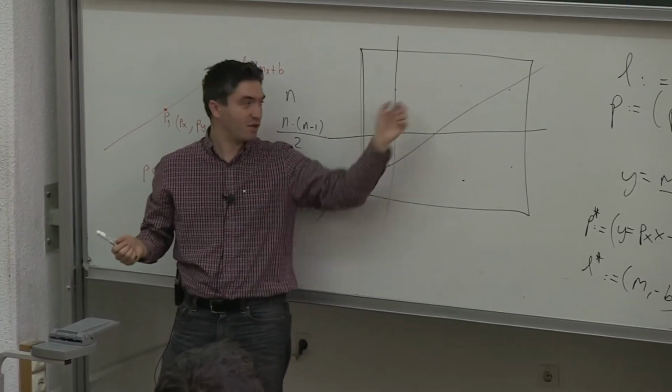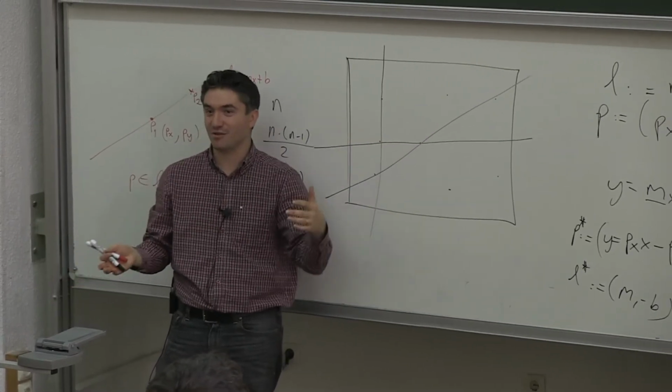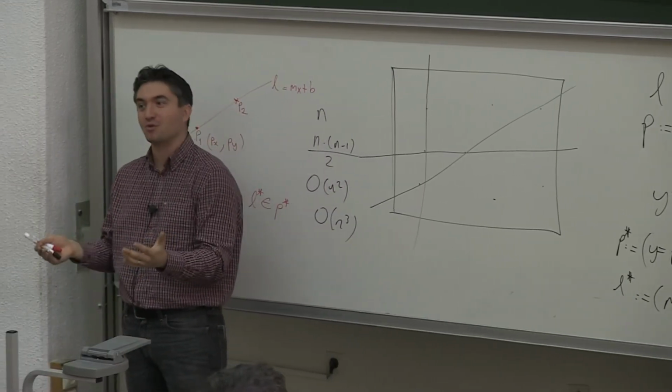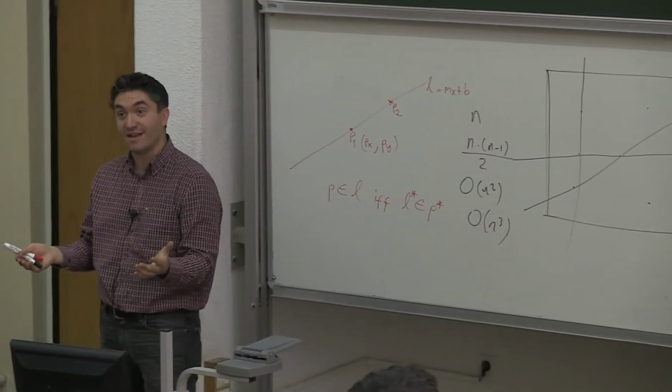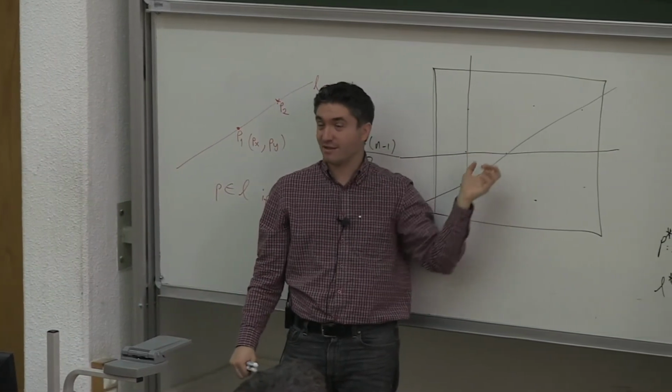I mean, it's obvious because if we draw the line that passes through these points, it's a vertical line. We cannot write a vertical line in terms of y is equal to mx plus b because m is infinity. So therefore the duality transform for vertical lines is not defined.